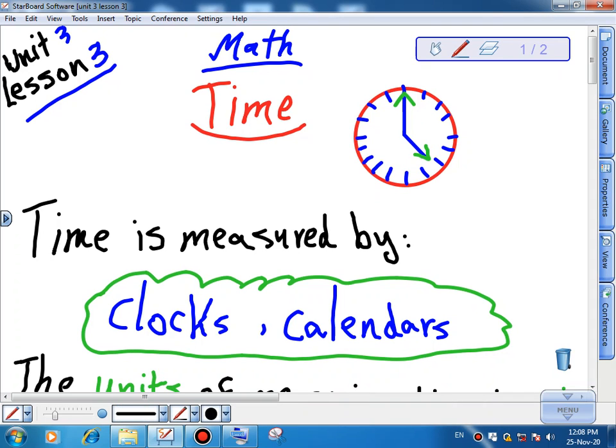Hello everyone, today we are going to learn the third lesson, Unit 3, which is time. Time is measured by clocks, calendars, and seasons: winter, summer, spring. 9 o'clock, 2 a.m., Monday. All these are called time.